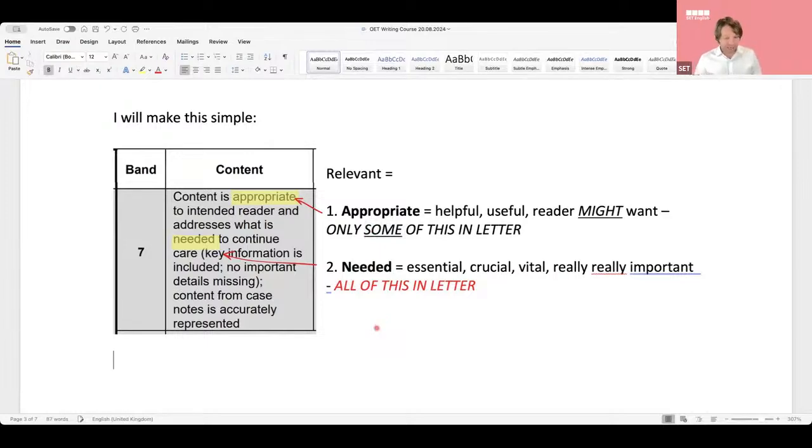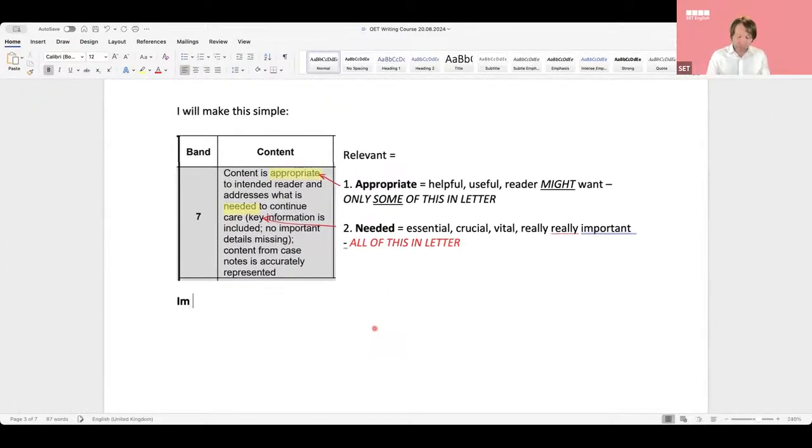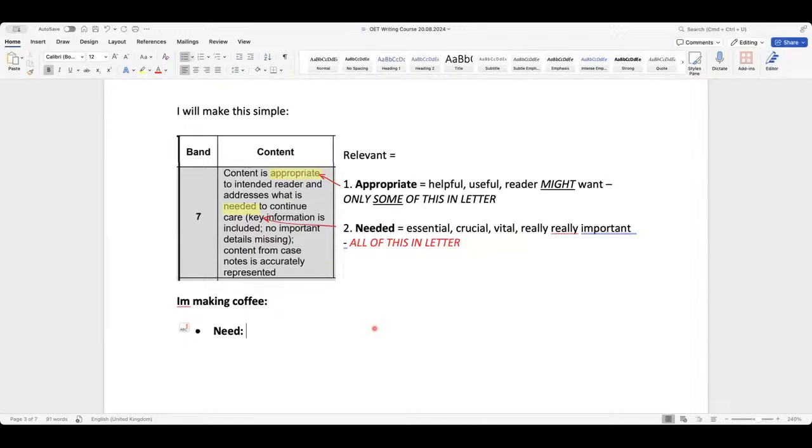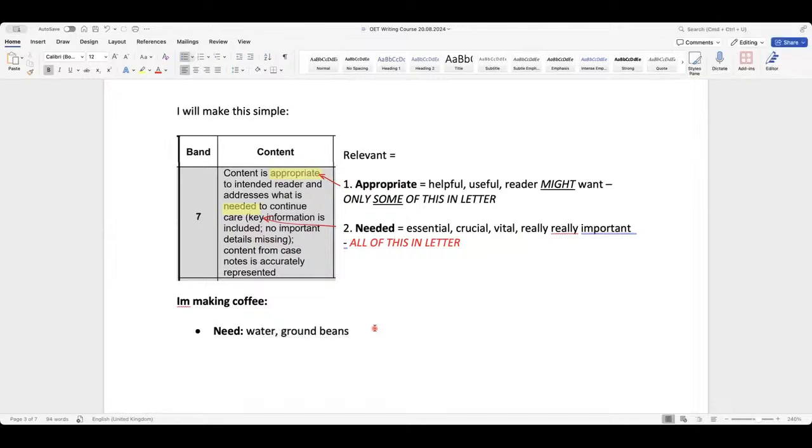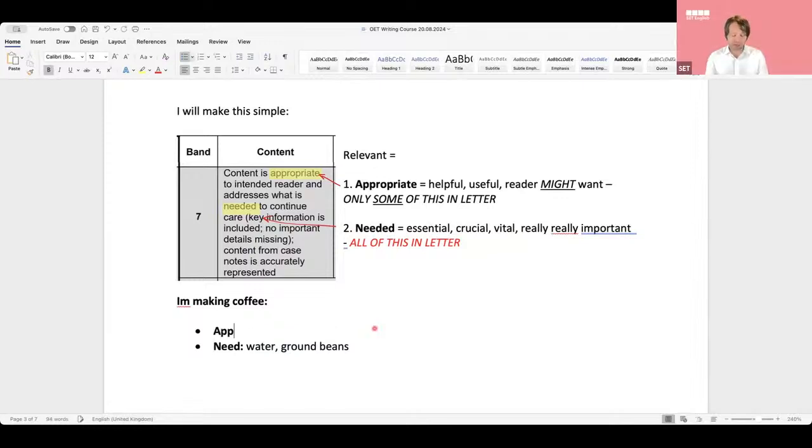Let me give you an easy example of this. I'm making coffee, okay? What is needed to make coffee? Absolutely crucial, must have it, we need it: water and coffee beans. We can say ground beans, right? Anything else for coffee needed? Filter. Can I do it without? Like Turkish coffee? I can do it without, okay?